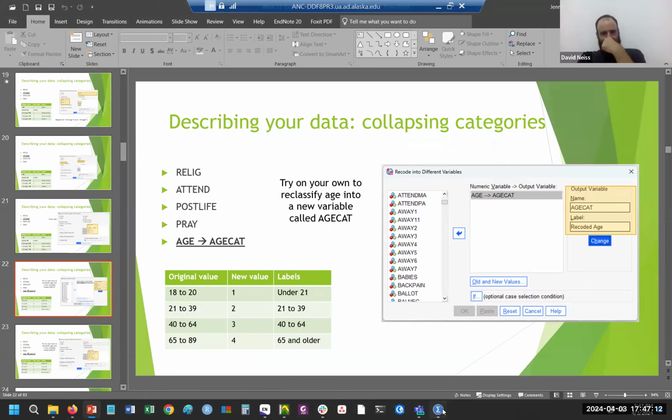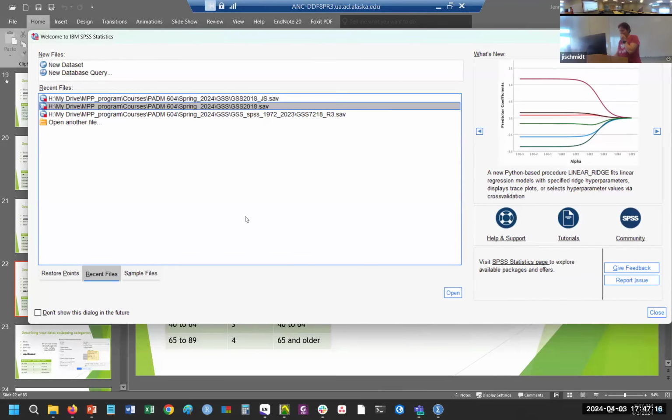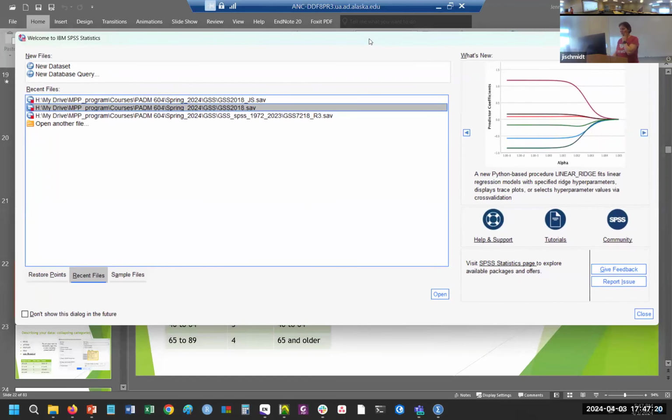So we can do it in an example. I want you guys to be able to actually do stuff. So why don't you guys fire up your SPSS, since David's trying to do it on his end, and let's just open up your database that we used the other day.